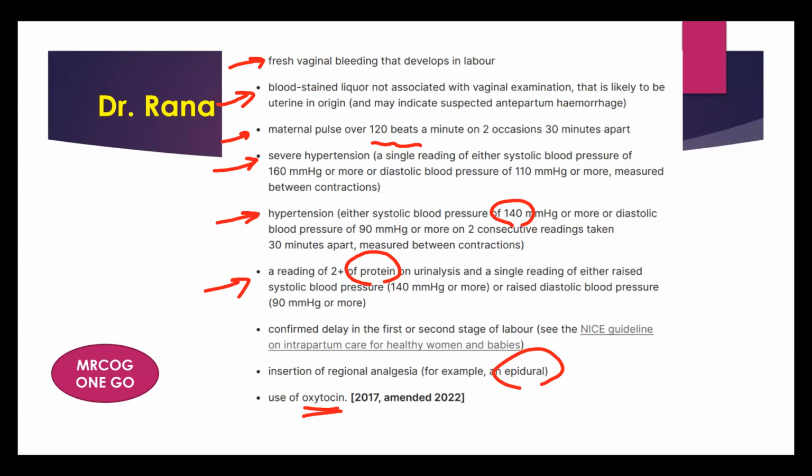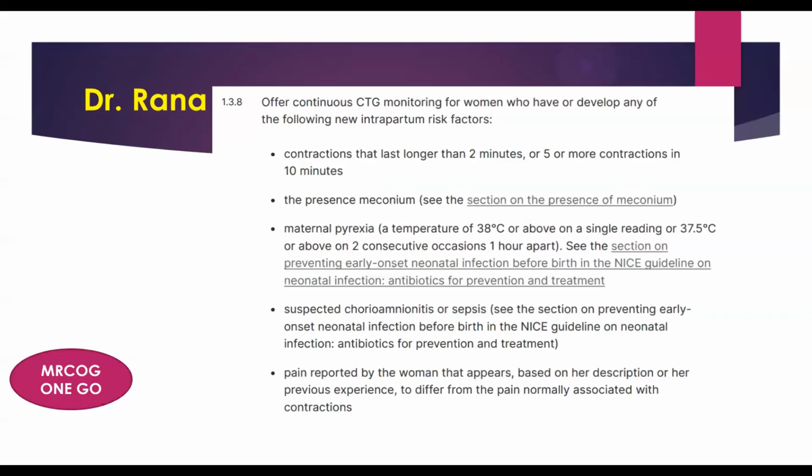Actually, all these indications in the intrapartum period or during labor were in the previous guideline, the NICE guideline, intrapartum care. So it's the same. Just to summarize, what about these indications during the delivery? Anything abnormal happening, like vaginal bleeding, meconium, increase in the blood pressure, increase in the temperature, presence of protein with the high blood pressure, insertion of the epidural, use of oxytocin, anything abnormal that happens during the delivery. So this is an indication to offer this patient a continuous CTG.